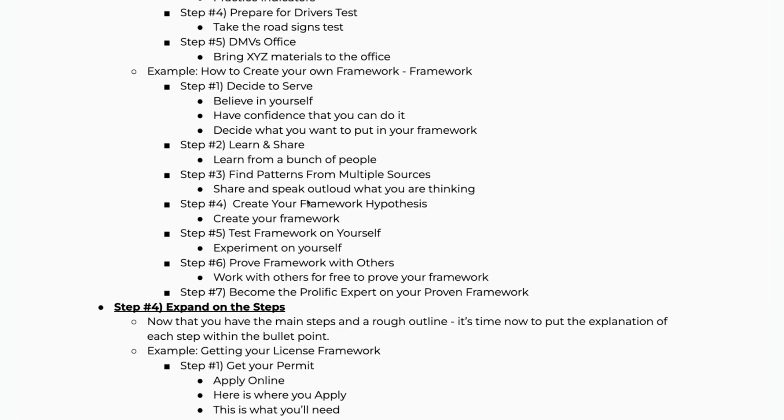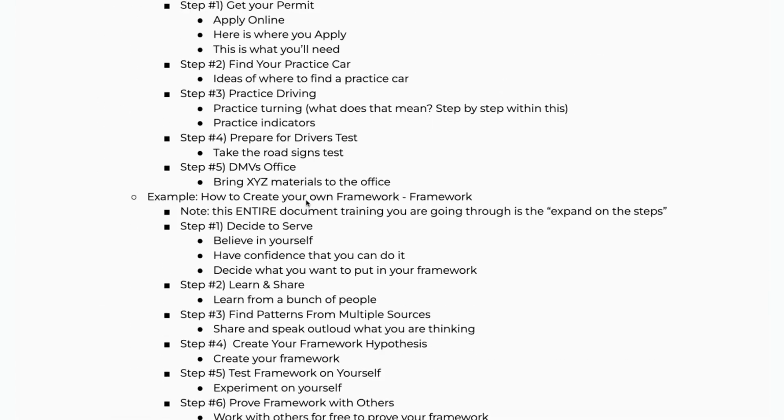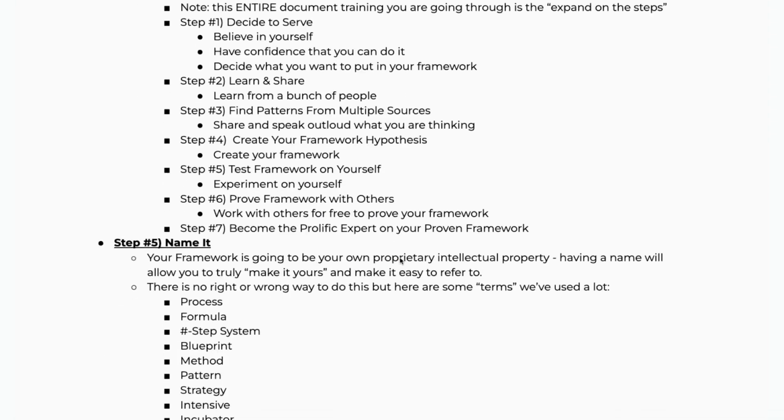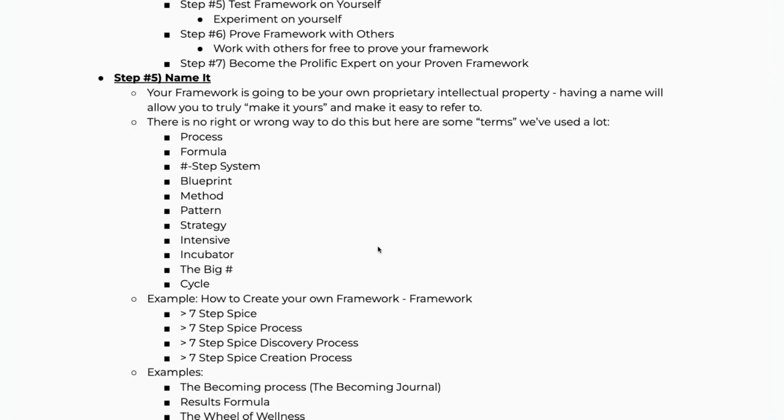And then from there, step number four, expand on the steps that you have. I usually do this in a Google document. It's kind of like an entire document on you expanding on every single one of those steps. And then step number five is for you to name it something proprietary, right? Proprietary means it's something that is your own intellectual property.